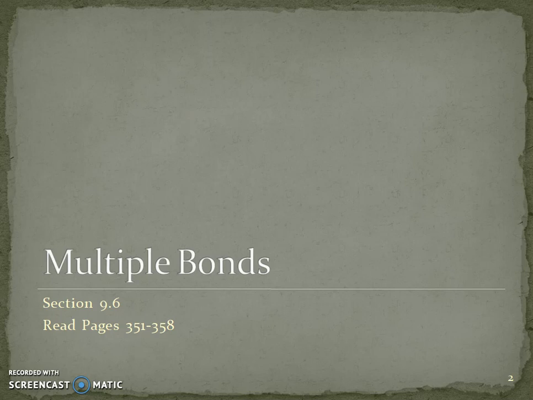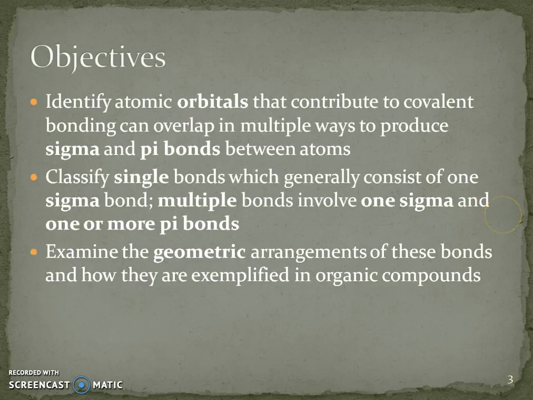What's so special about multiple bonds? Well, we need to identify the atomic orbitals that contribute to covalent bonding in which overlap can occur between multiple bonds. Because of this overlap, we call them sigma and pi bonds between those atoms. So we're going to classify single bonds as sigma, and multiple, or your double and triple bonds, as one sigma and one or more pi bonds.